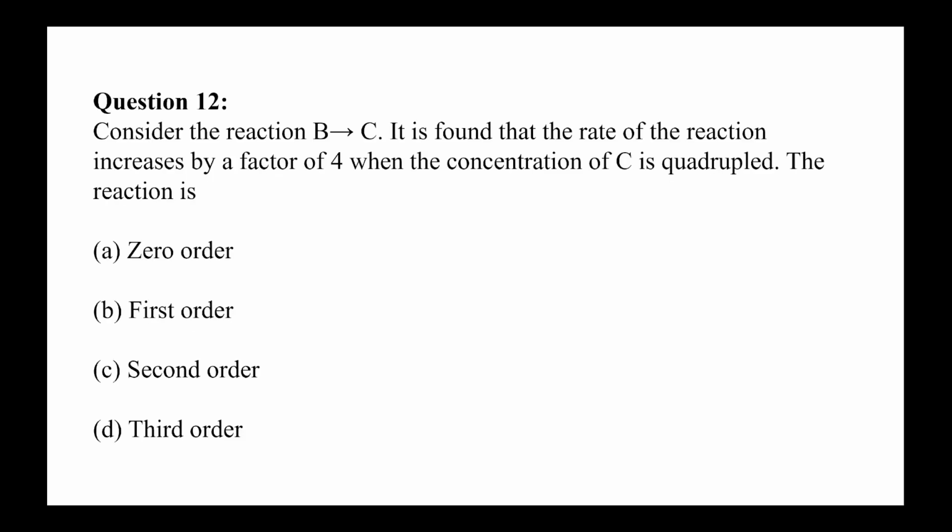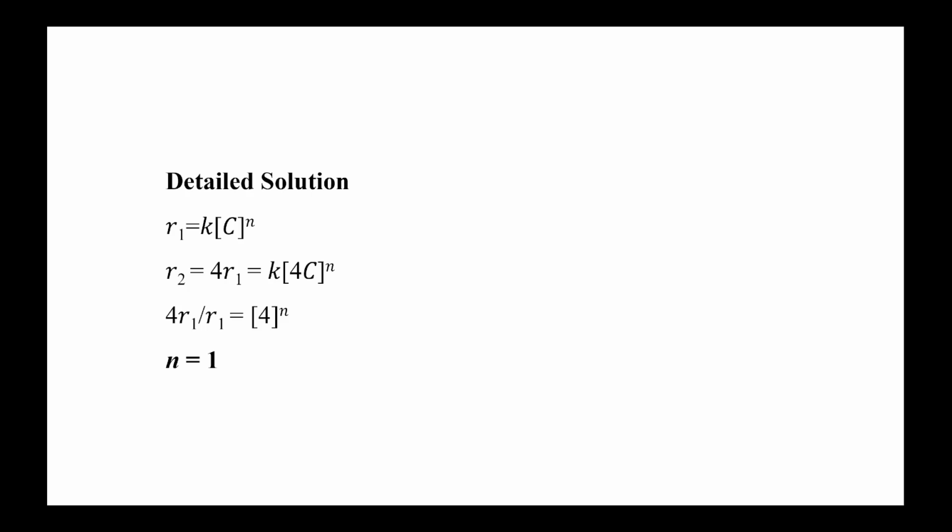This is similar to what we had solved previously. So, the rate of the reaction is given as K into concentration raised to the power of the order. In this case, this will be Kc to the power of n. So, this would be the first equation. The second rate equation would be R2, where R2 is 4R1, equal to K into 4C raised to the power of n, because C is also quadrupled.